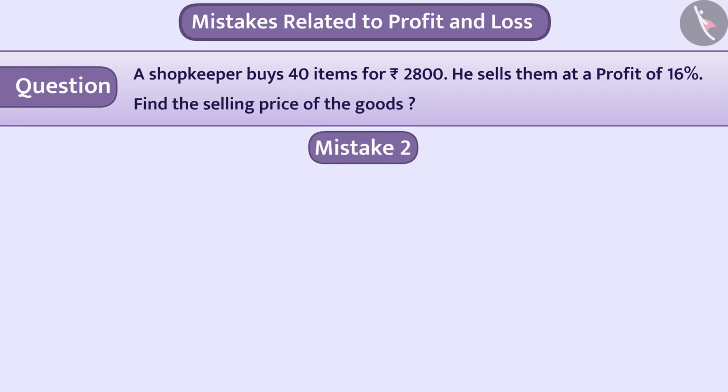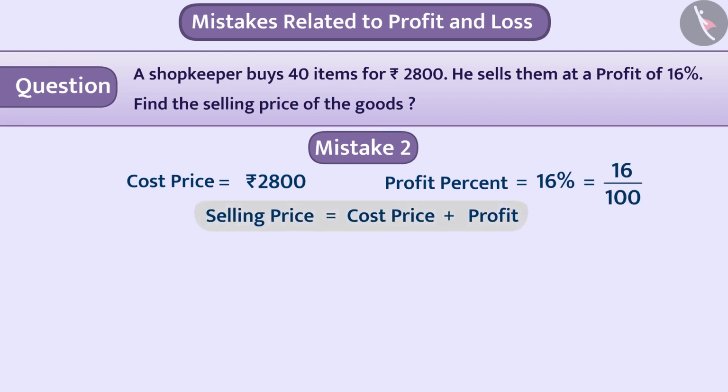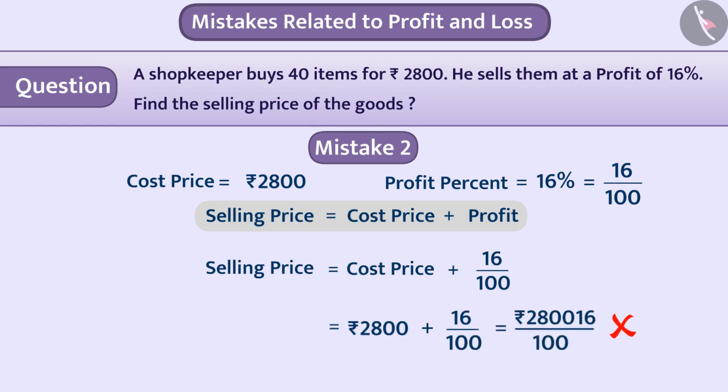Mistake 2. Given the cost price is equal to 2800 rupees and the profit percentage is equal to 16%, which is 16 divided by 100. The cost price and the profit are used to find the selling price. To do this, some children add the percentage profit to the cost price. Hence, they get selling price is equal to cost price plus profit, which is equal to 2800 plus 16 divided by 100, which is equal to 2,80,016 rupees divided by 100, which is wrong.